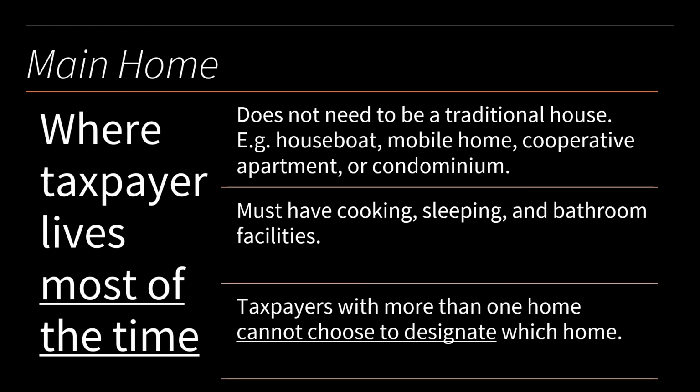And we need to talk about what a main home is, what it means. So a main home is where the taxpayer lives most of the time. And it doesn't have to be a traditional house. It could be a houseboat, a mobile home, a cooperative apartment, or a condominium. The requirements are that it must have cooking, sleeping, and bathroom facilities in order for it to be considered a main home. And then taxpayers who have more than one home, they don't get to designate which home is their main home. It's going to be where they are living most of the time.